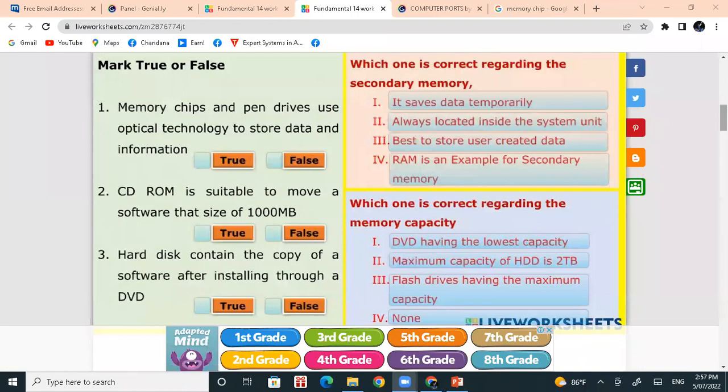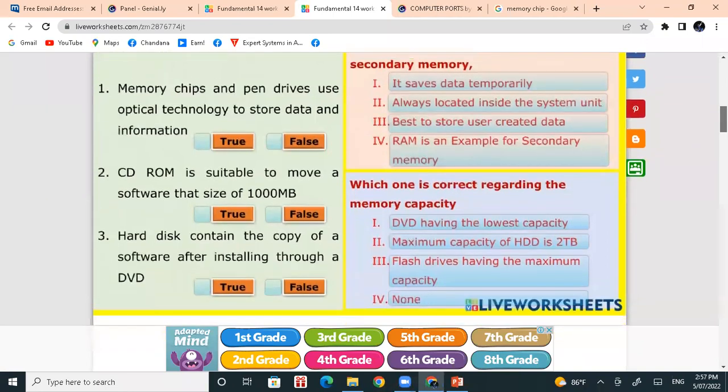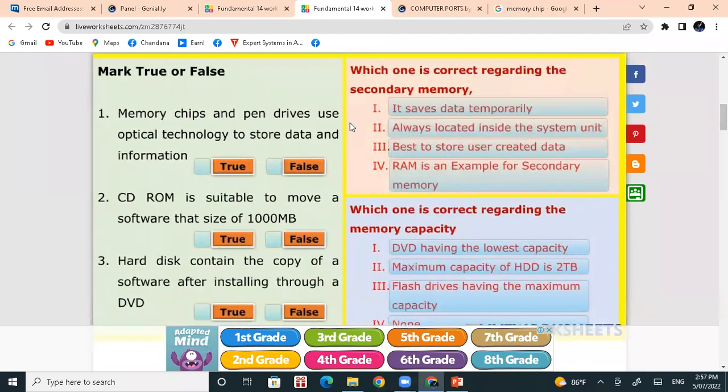Right, I think you finished giving the answers for these activities. Now we can discuss. Tell me the answer for the first one.